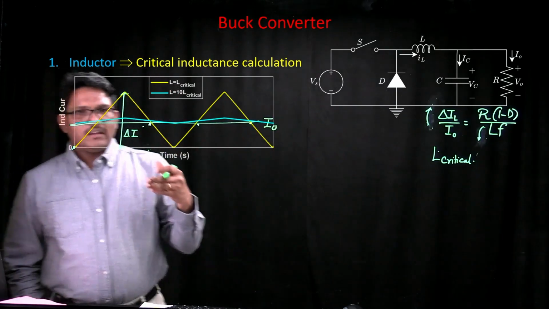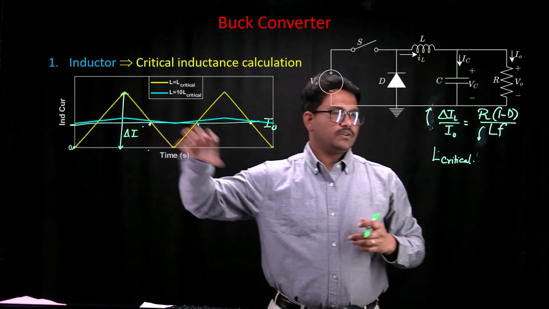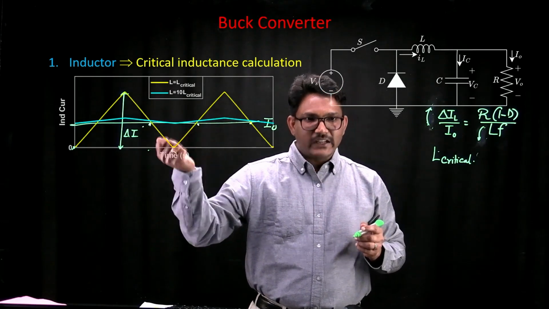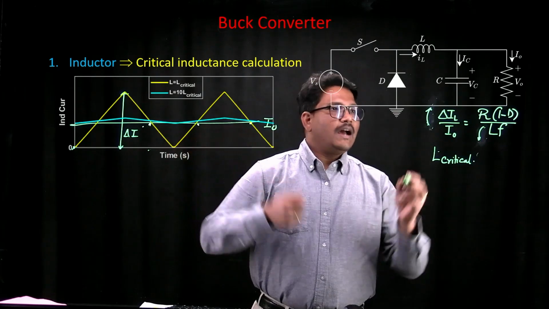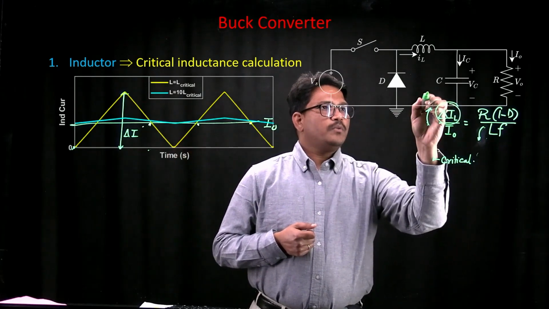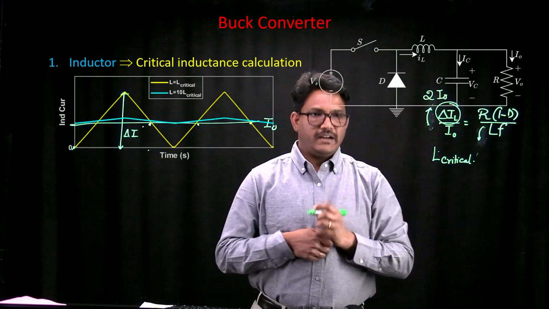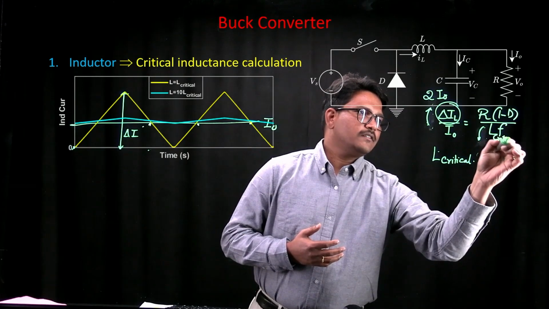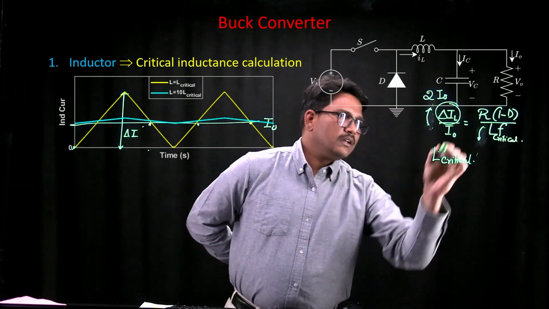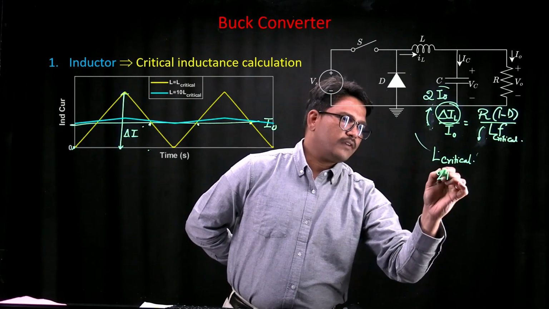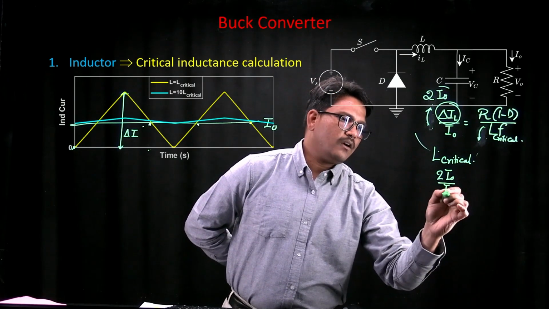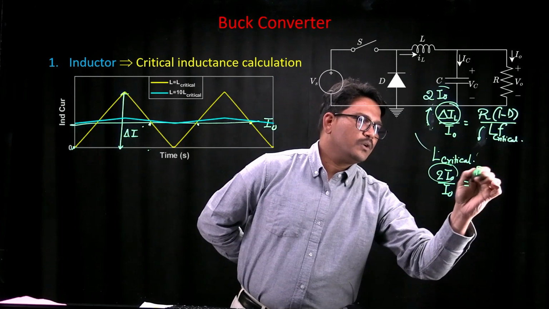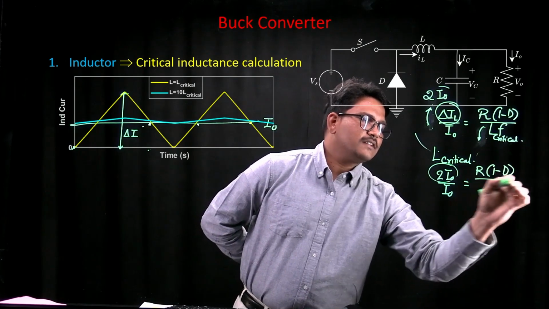It is easily understood from this circuit that at the boundary, where the inductance is at its critical value, the current ripple, that is delta IL, is almost 2 times the output average current. So if you substitute that condition for the case of critical inductance, this factor is 2 times I naught upon I naught, because your delta IL becomes 2 times your output current when the inductance is selected to be critical.